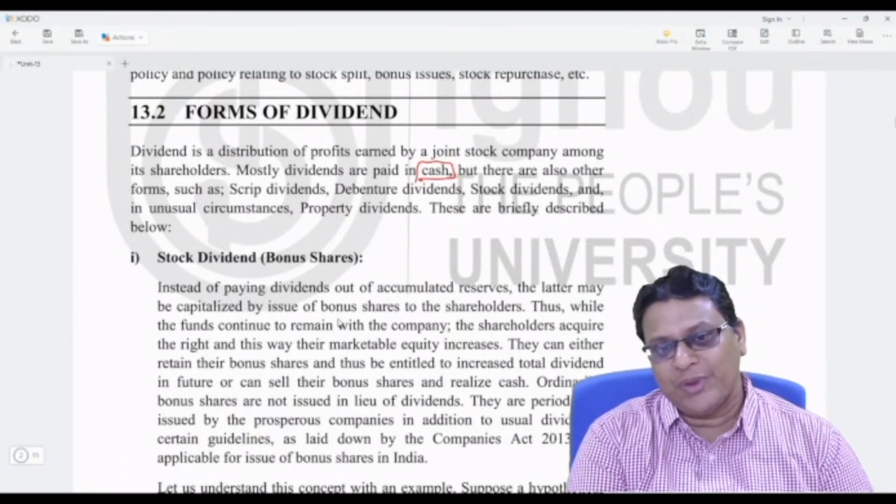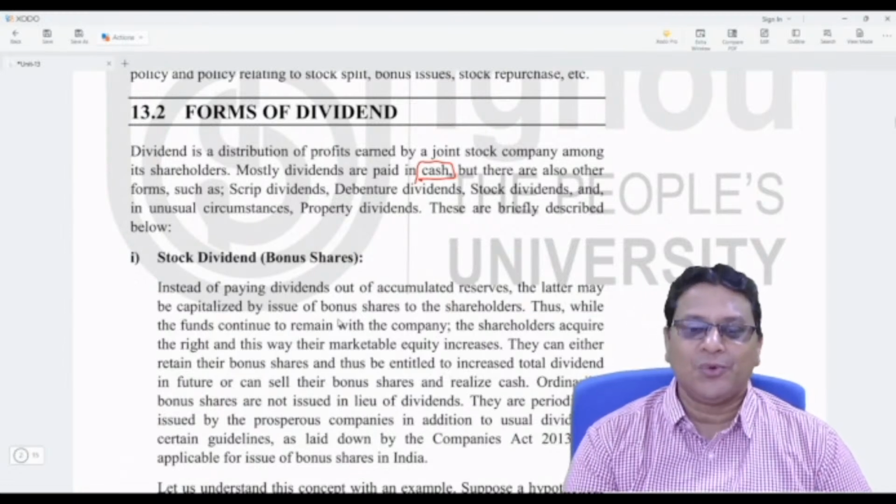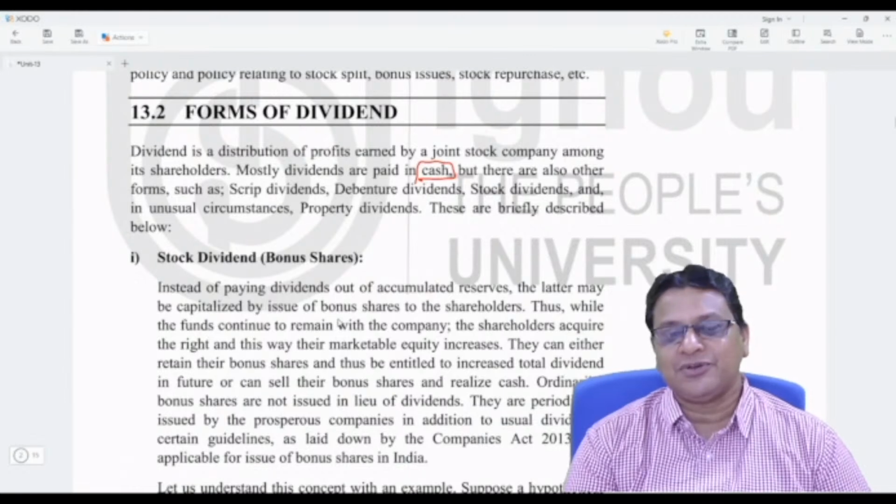But what are the other ways in which dividend can be paid? There are certain other ways in which dividend can also be paid.